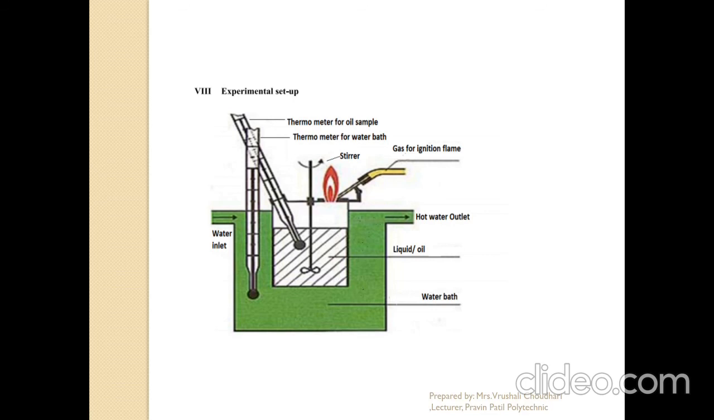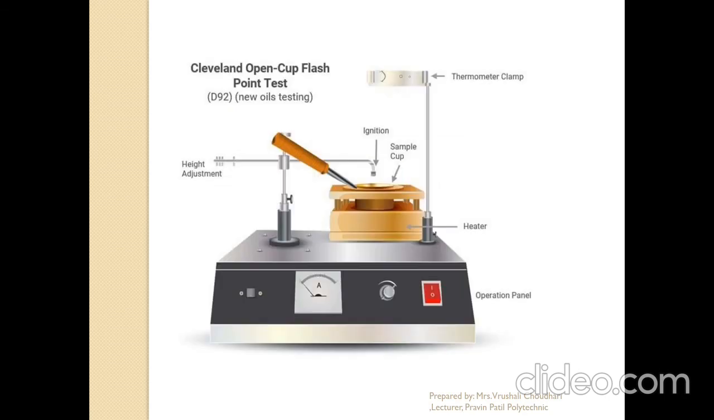This is the experiment setup, which has a water bath. In that we put the lubricating oil. As the temperature of the water bath increases, the temperature of the oil sample also increases. There is a gas for the ignition of the flame. So we check at what temperature it gives a flash and fire.